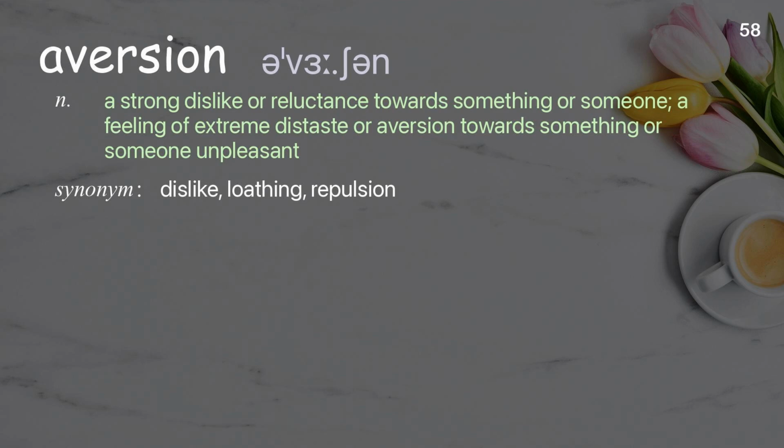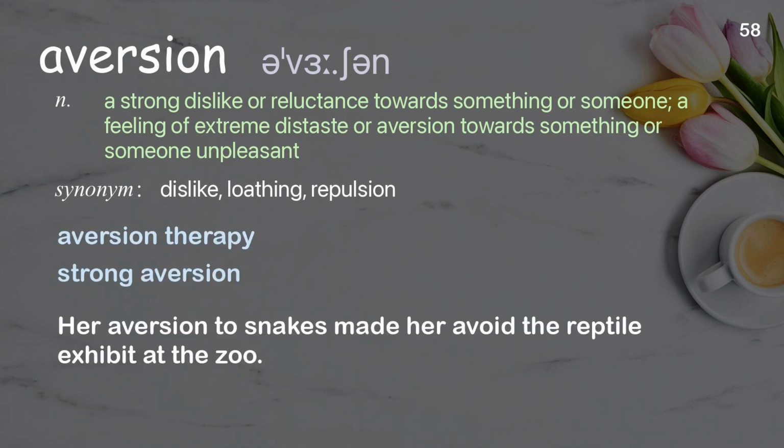Aversion. A strong dislike or reluctance towards something or someone, a feeling of extreme distaste or aversion towards something or someone unpleasant. Examples: Aversion therapy, strong aversion. Her aversion to snakes made her avoid the reptile exhibit at the zoo.